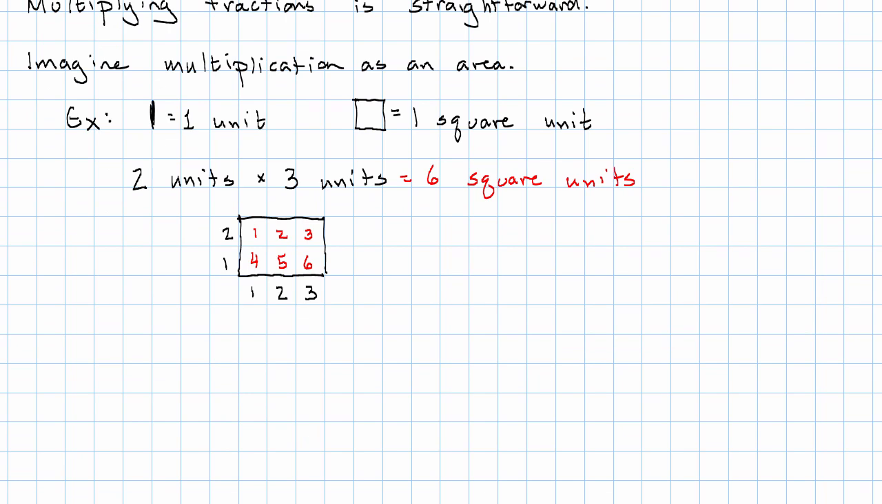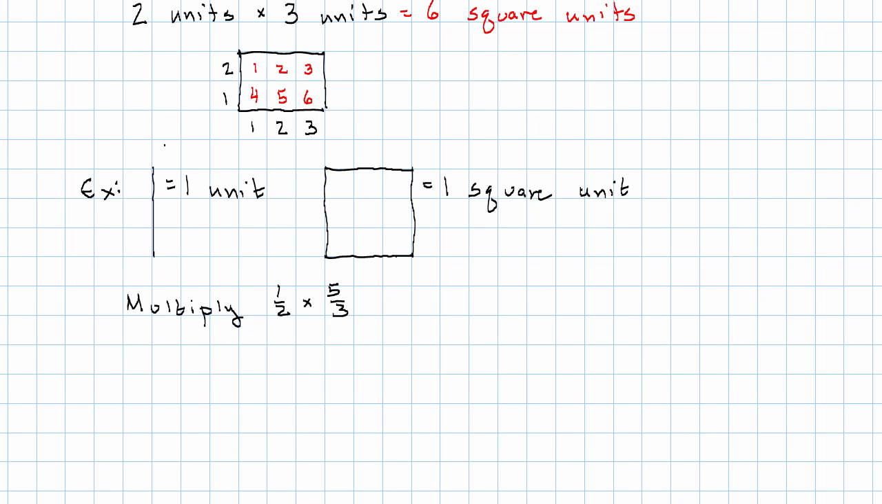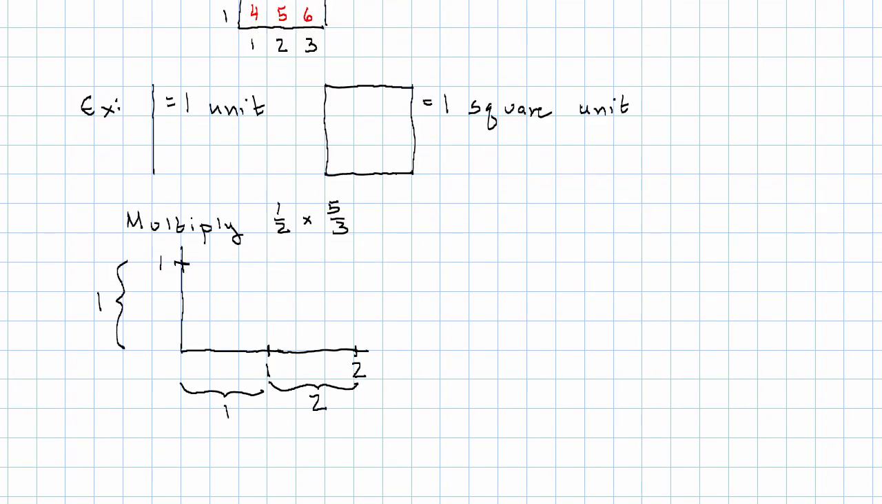I'm going to make my unit a little bit bigger to make my fractions easy to draw. So I'm going to say that this distance is 1 unit long, which means that this big square will be 1 square unit. And I'm going to use that to draw the multiplication 1/2 times 5/3. So I'm going to draw 1/2 on the left. So that means I'm going to split my unit into 2 equal parts. And this distance will be 1/2.